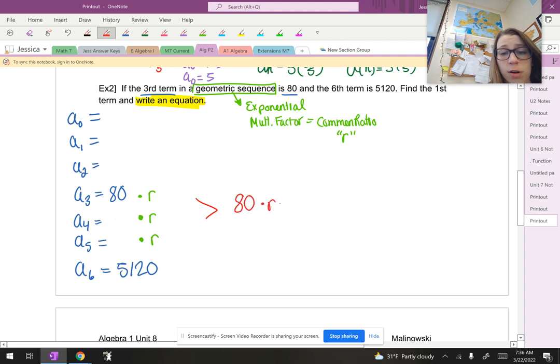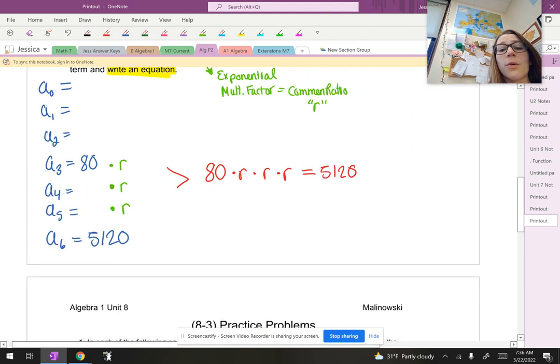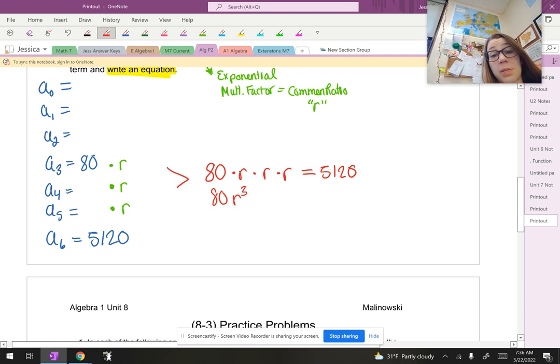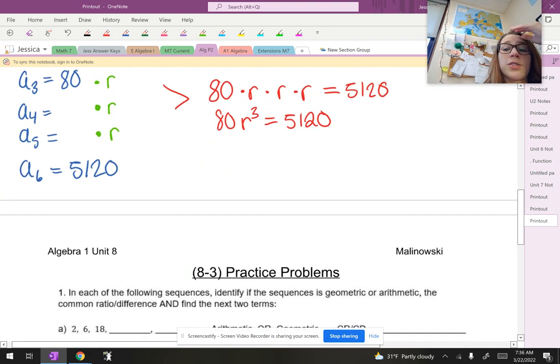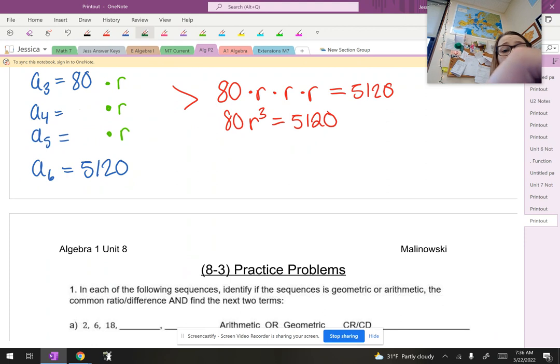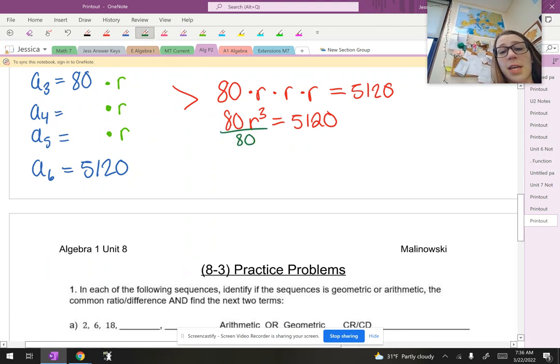80 times r times r times r equals 5120. Well, we know, because we're smart, that r times r times r is r cubed, not 3r, because it's repeated multiplication, and exponents represent repeated multiplication. And we can now solve this equation. If I'm trying to solve for r, I want to get rid of that 80 first. 80 is being multiplied by r cubed, so the inverse would be to divide both sides by 80.